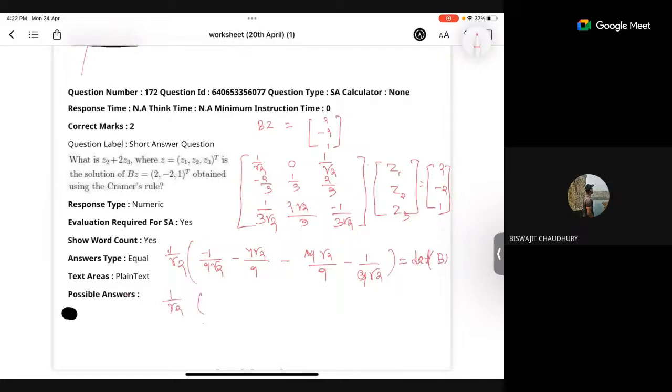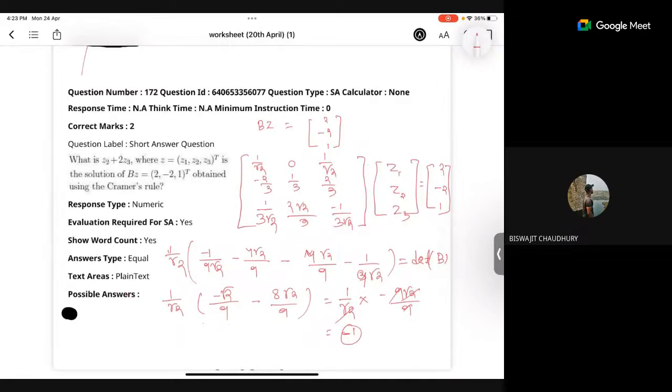1 by root 2 into minus 2, okay. So minus 2, minus root 2 by 9. And here I'll get minus 8 root 2 by 9, right? Hence 1 by root 2 into minus 9 root 2 by 9. Root 2 gets cancelled, minus 1. Determinant of B is minus 1.